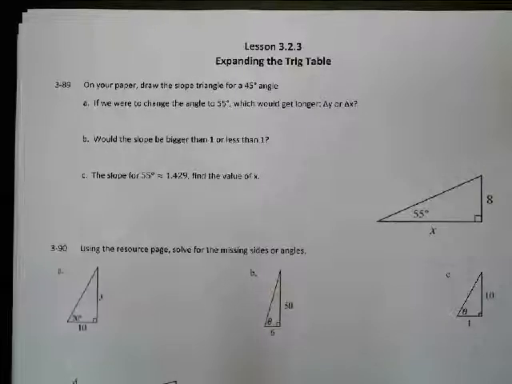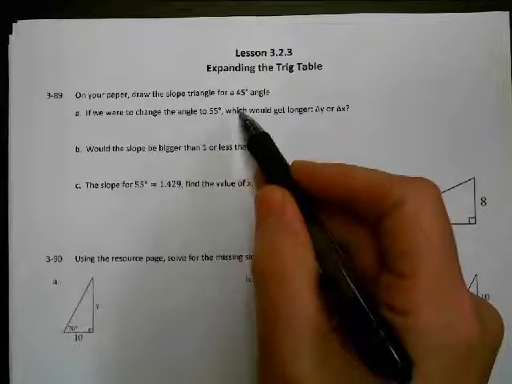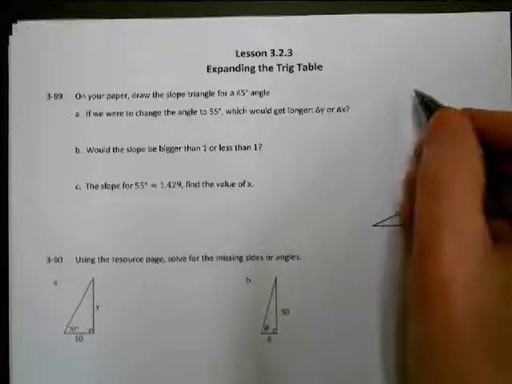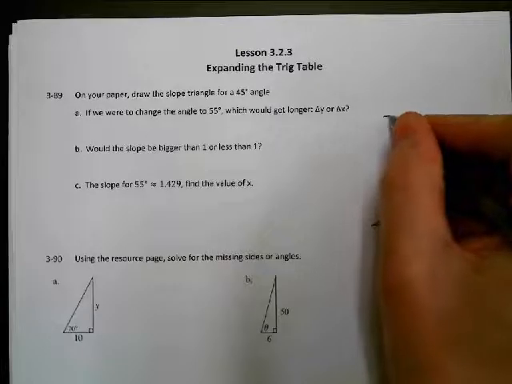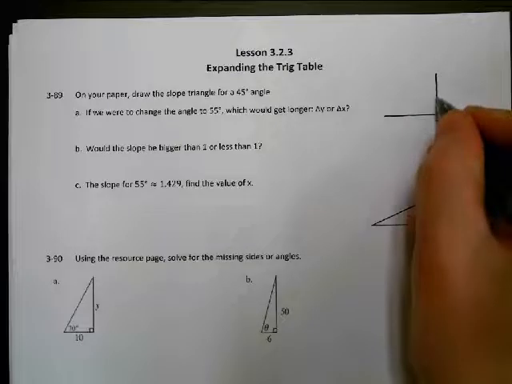All right, so let's see where we're going to start with this. Okay, we'll start right here. So it says on your piece of paper, draw the slope triangle for a 45-degree angle. All right, so we're just going to sketch it out. So 45 degrees. Let's do our slope triangle right here.